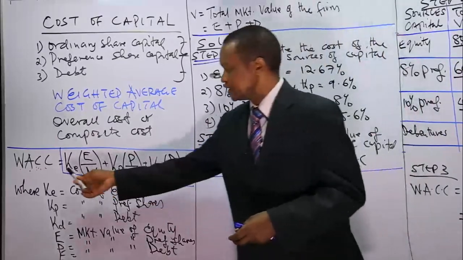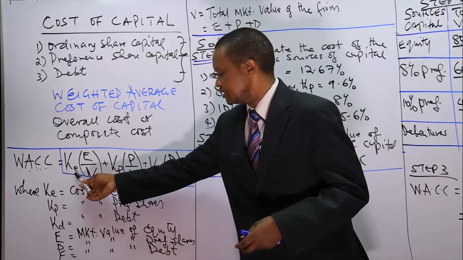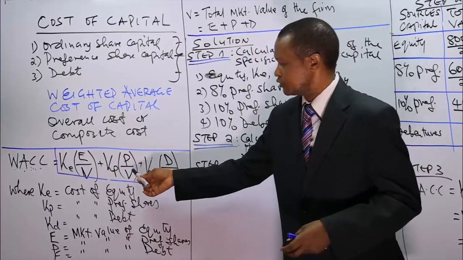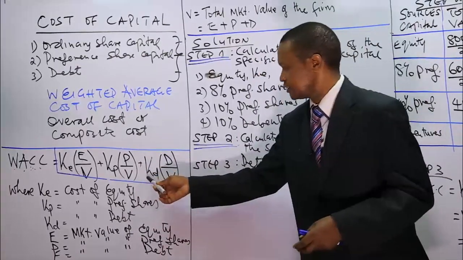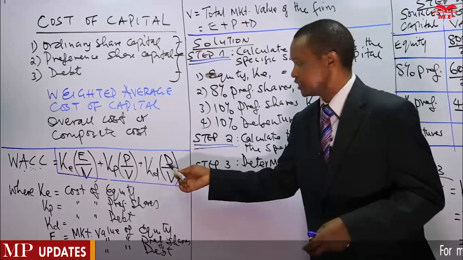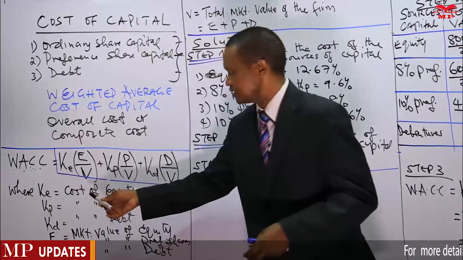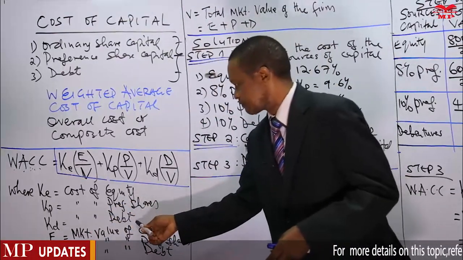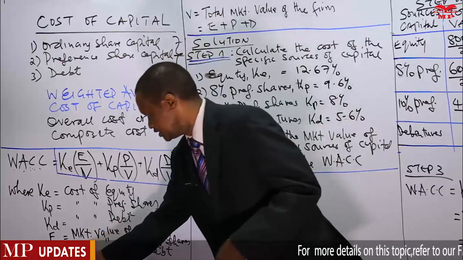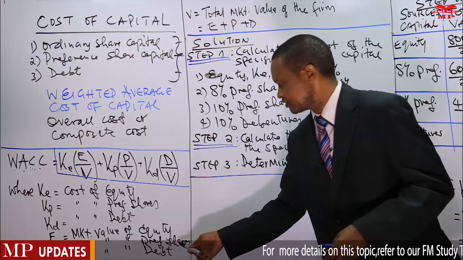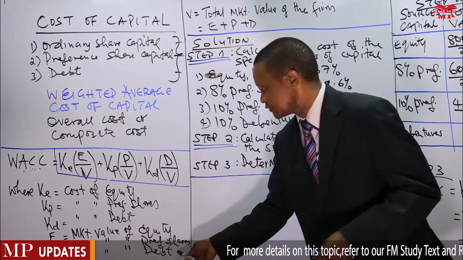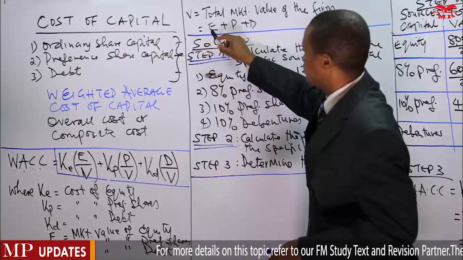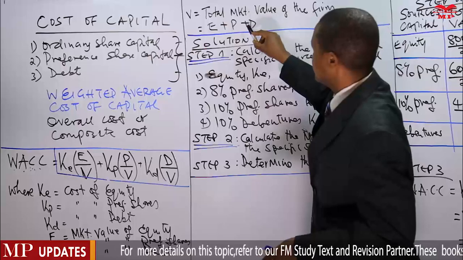I've given you the formula for weighted average cost of capital, which is equal to KE times the proportion for equity, plus KP times the proportion for preference share capital, plus KD times the proportion for debt. Where KE is the cost of equity, KP is the cost of preference shares, KD is the cost of debt, and E, P and D represent the market value of equity, preference shares, and debt respectively. V is the total market value of the firm, equal to the market value for equity plus preference share capital plus debt.